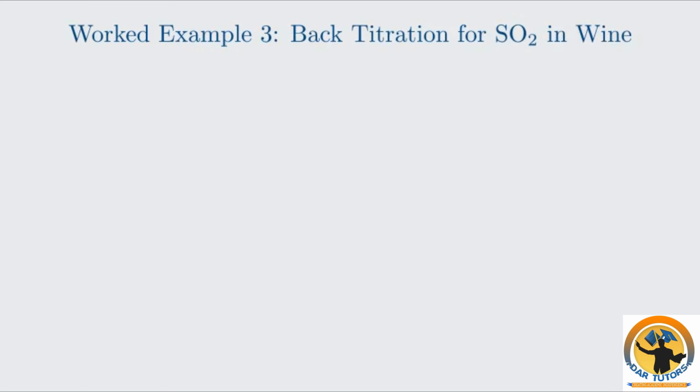Let's work through one final, more complex example. A back titration. This is a common technique used when the reaction is too slow, the analyte is volatile, or an excess of reactant is needed. The problem asks for the concentration of sulfur dioxide, SO2, in a sample of white wine. A 50.0 cubic centimeter sample of wine is reacted with an excess of 0.01 molar iodine solution.